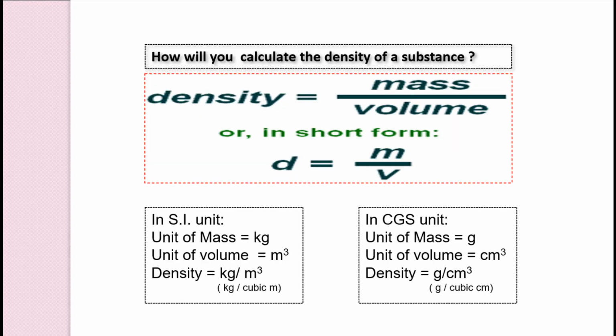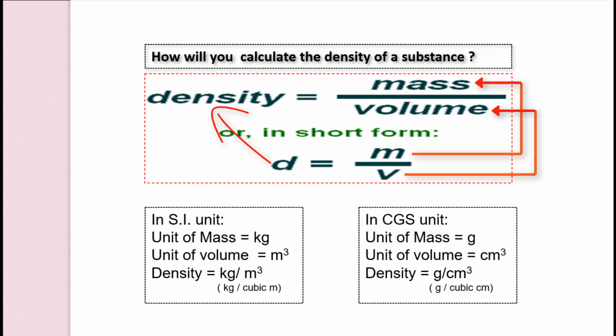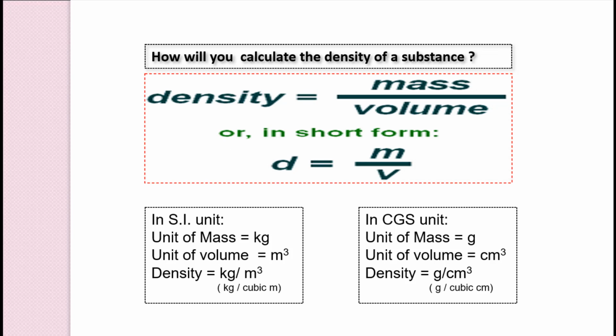Now, if you have to calculate the density of any substance, what should be the formula? Density is equal to mass upon volume. In short, it is written as D is equal to M upon V, where D stands for density, M for mass, and V for volume respectively. Now, this part is very important. That is, what are the units of density? Generally, when we measure substances, we use either the SI unit or the MKS unit, as you can also say, and the CGS unit. Now look at the formula once again.